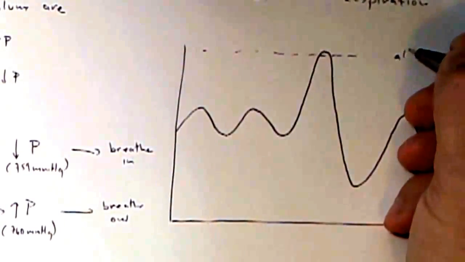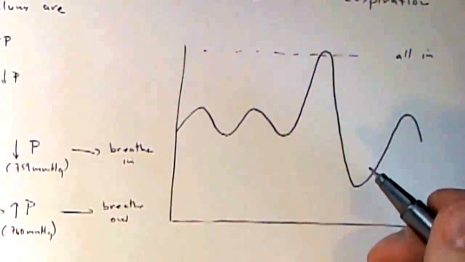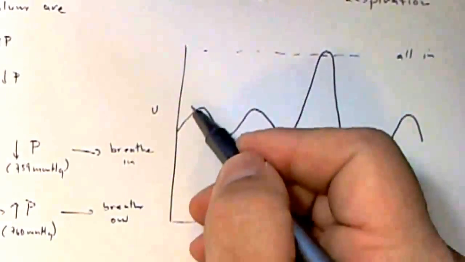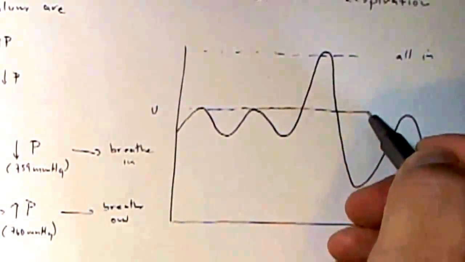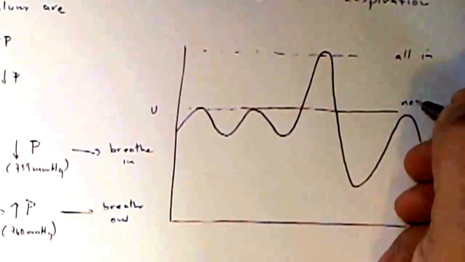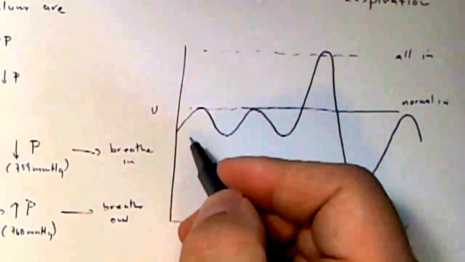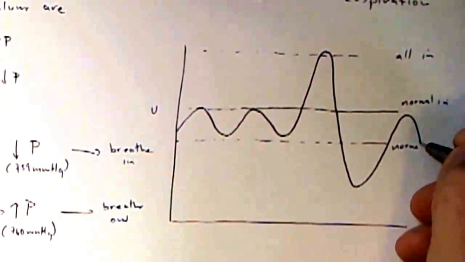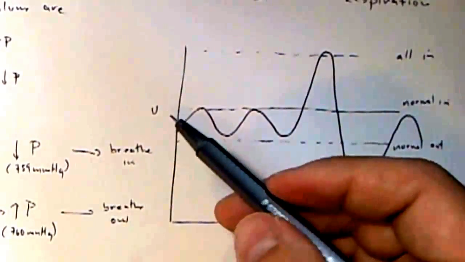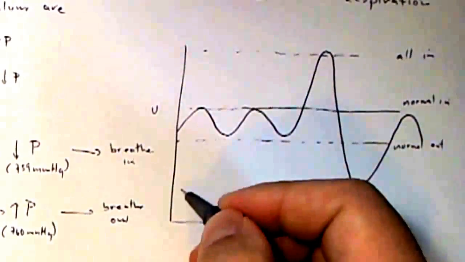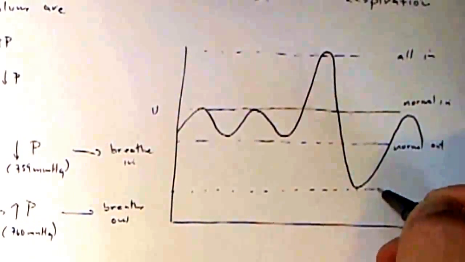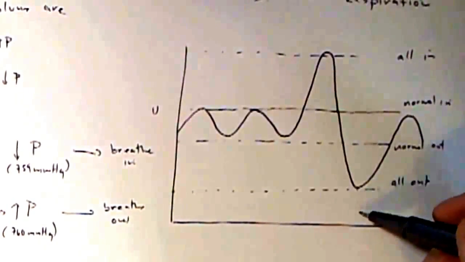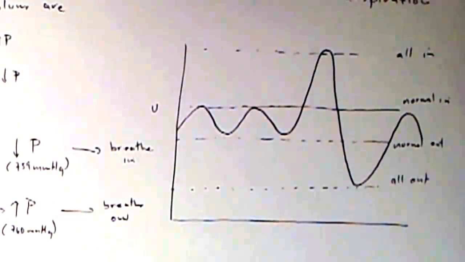This is an all-in value. So when you take a breath in and you breathe in all that you can, how much volume do you have in your lungs at that point? This value right here represents a normal in. This represents a normal out. So when you take a breath out, what's the volume of air that's in your lungs or that you were able to move? And then this is when you're asked to take an all out, breathe out all the air. Even after you breathe out all the air, there's always some air that's left, and this is called your residual volume.